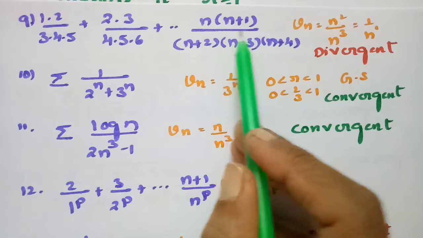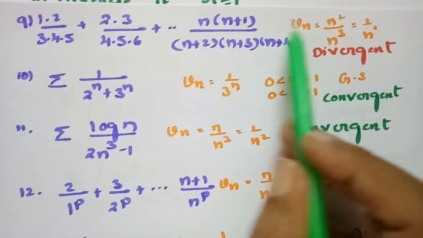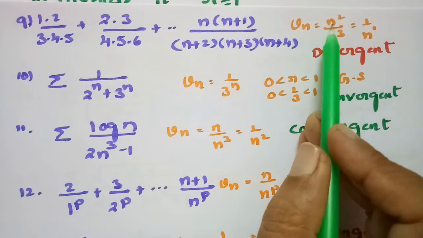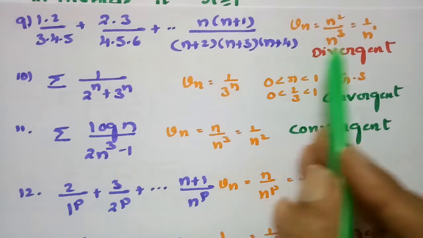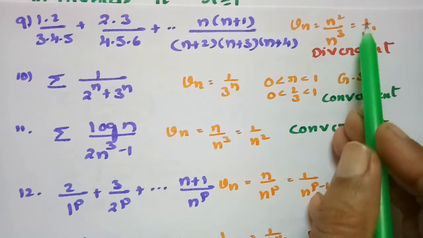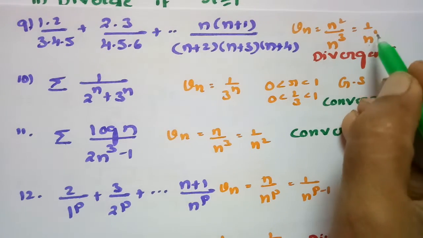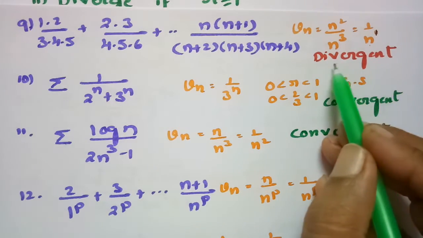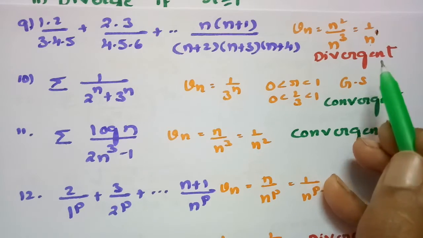So this is u1 and we have to opt vn. So vn is equal to, there are 2 n's here, n square. So there are 3 n's here. This is n cube. So after cancellation we got n power 1. So if it's 1 or less than 1, then it is divergent according to the p-test.